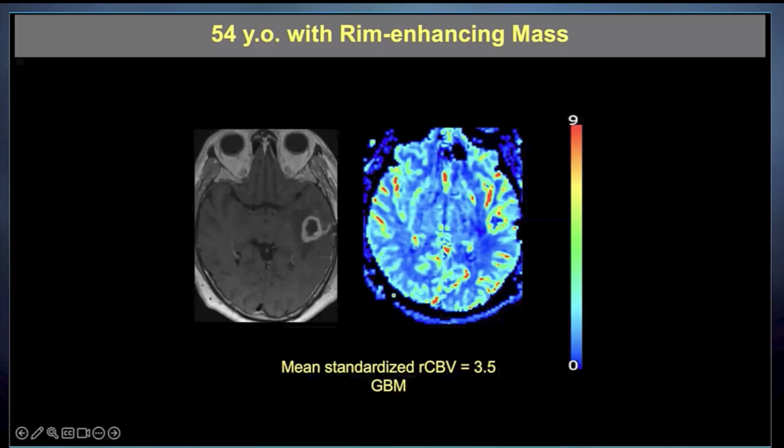And there is some preliminary data using our technique and our processing software that this is a lot higher than what we would typically see with metastasis. And so this ended up being a GBM rather than a solitary metastasis. So it can be helpful in these cases where you have a solitary lesion to make a differentiation between a primary high-grade tumor and a metastasis.